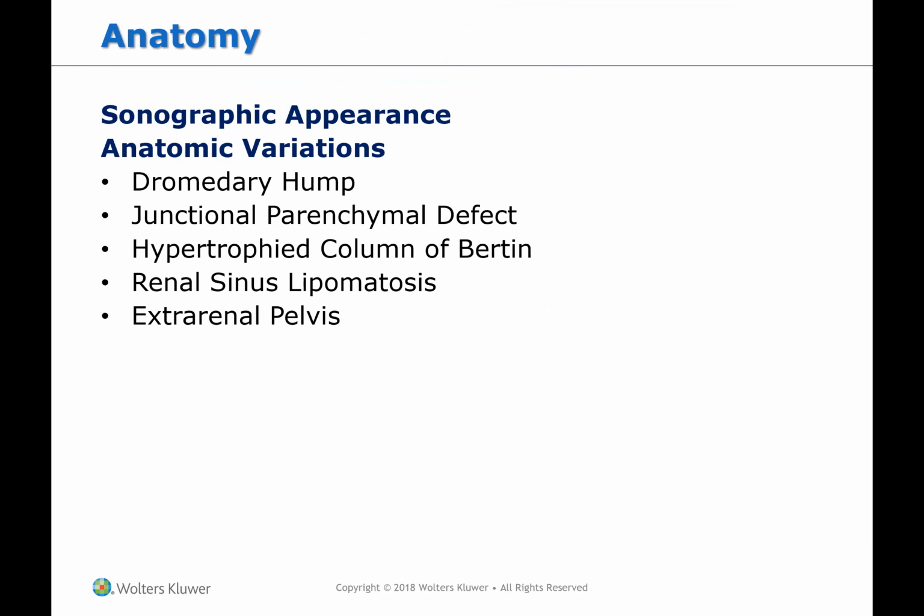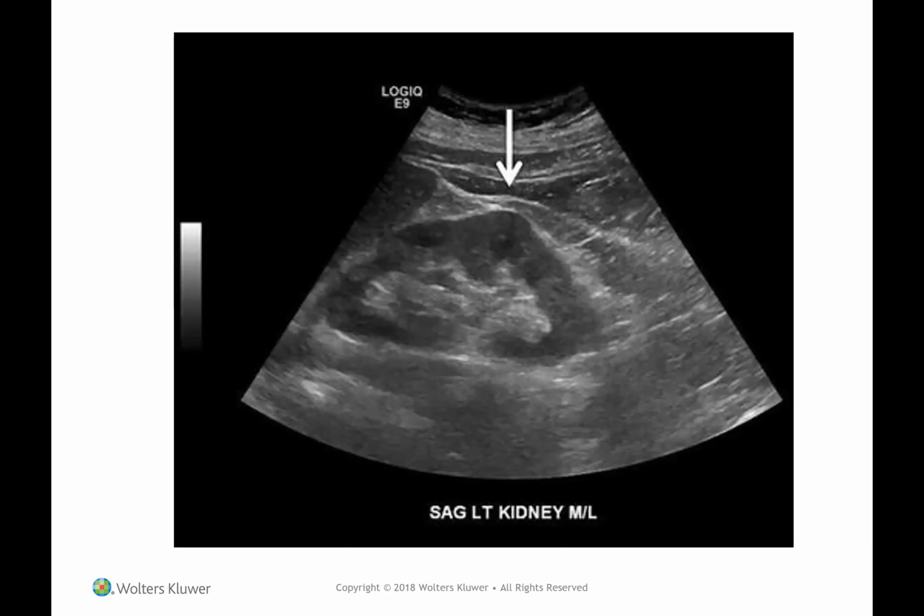So there's a couple of things with the anatomy. There's going to be anatomic variations. There always are. But there's a couple of them that you need to know so that you don't call it a mass when it's not. And one of the most common ones that I always see is a dromedary hump. Usually on the left kidney, I feel like I see it more. Basically it's just like a hump, like a camel's hump.